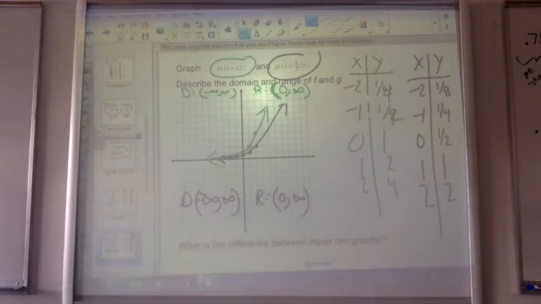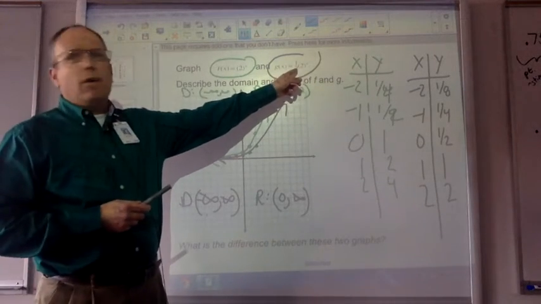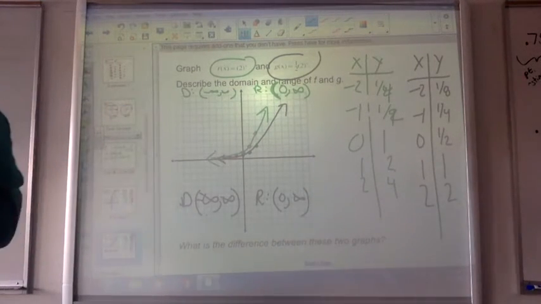What's the difference between these graphs? The black one's growing at a rate half as fast as the green one. They'll both get to infinity as you go out to the right, but one's growing at half the speed. Why is it growing half the speed? Because I have a half out front. My multiplier is half.